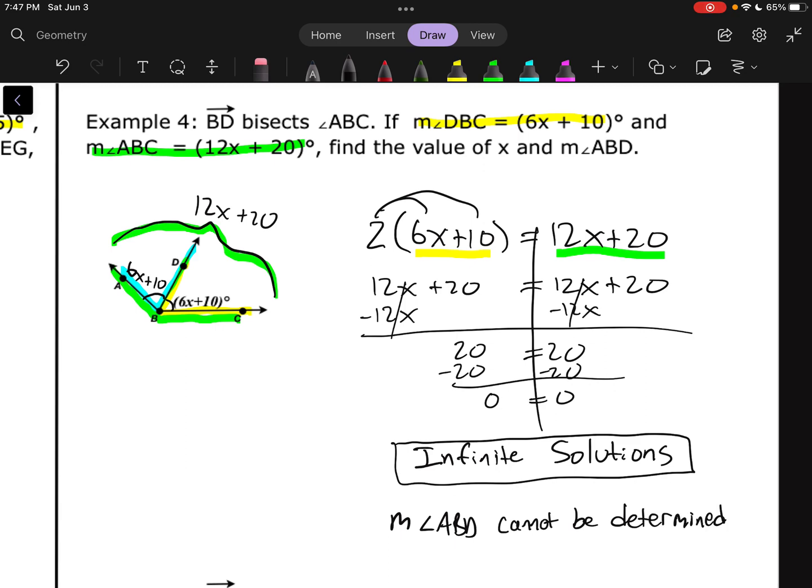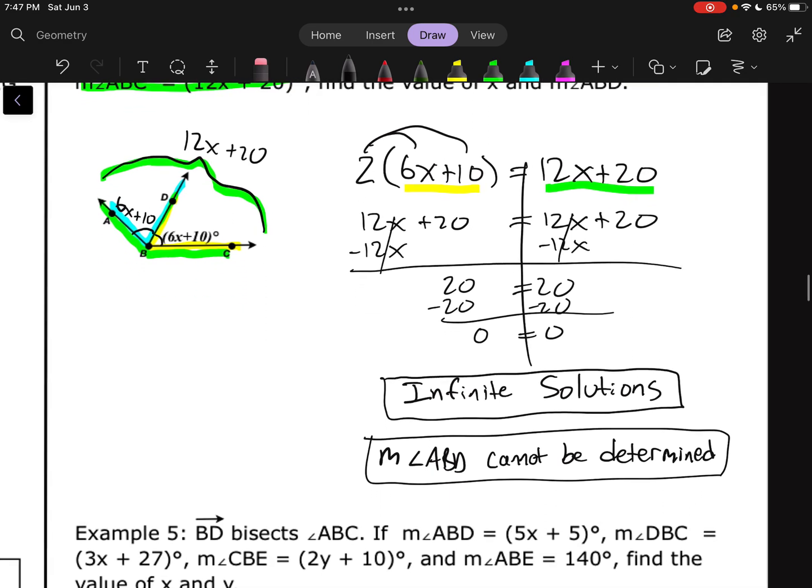Because we don't know what to plug back in. So, just a little tricky algebra thing to remember. If you ever get two expressions that are the exact same, and they cancel out to 0 equals 0, that means that there's infinite solutions. But that technique of doing 2 times the yellow equals the green, that is a good one to remember.